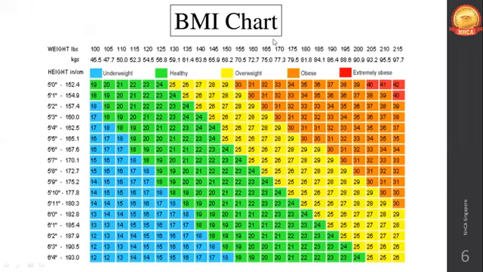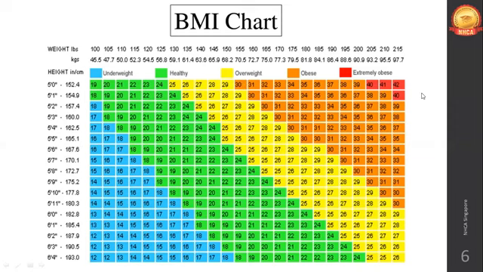So this is the BMI chart I was talking about. On the left side, height is given in feet and inches, and along with that in centimeters also. And at the topmost area, weight is mentioned in pounds as well as in kilograms. You have these colors: blue means underweight, green means healthy, yellow overweight, orange obese, and red extremely obese. So how to use this graph?